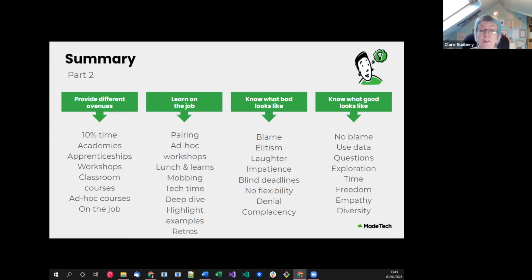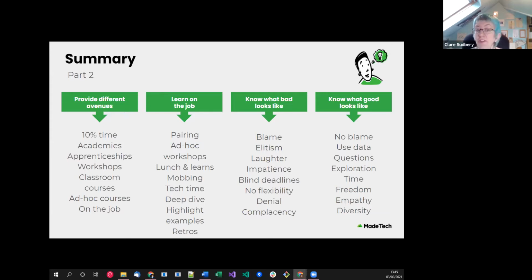You need to know what bad looks like. Blame culture, bad. Elitism, bad. Mocking laughter, bad. Obviously, laughter when you're all having fun, that's the good kind of laughter. Impatience, not good. Blind deadlines that exist for no reason and don't allow flexibility, not good. A lack of flexibility, not good. Denial, not good. And complacency also will not help.